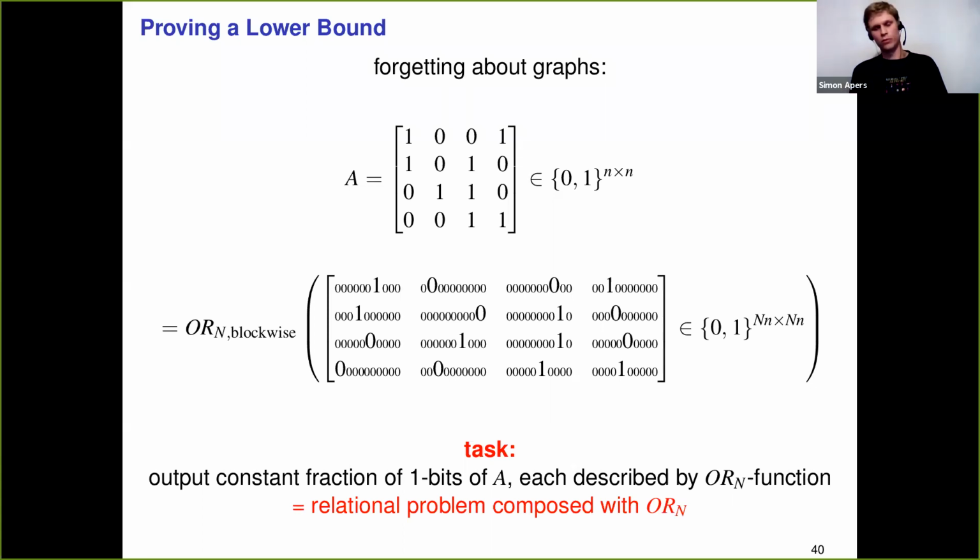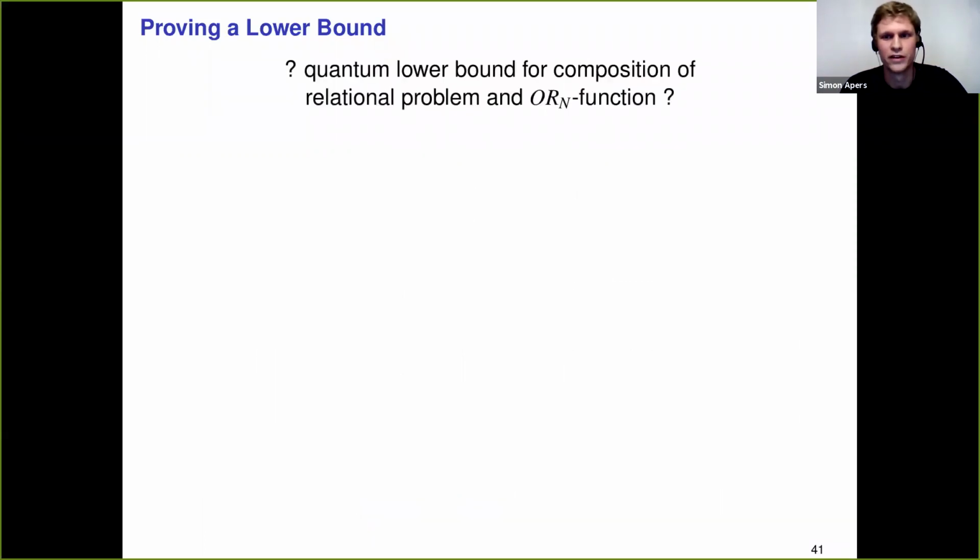It's a relational problem because there's a number of outputs which are fine, right? We just want to find a constant fraction of the 1 bits of A, but it's composed with the OR function. And composing problems often allows for nice quantum lower bounds, but it's not always that clear a priori. Namely, what is the quantum lower bound for, in this case, the composition of a relational problem with the OR function?